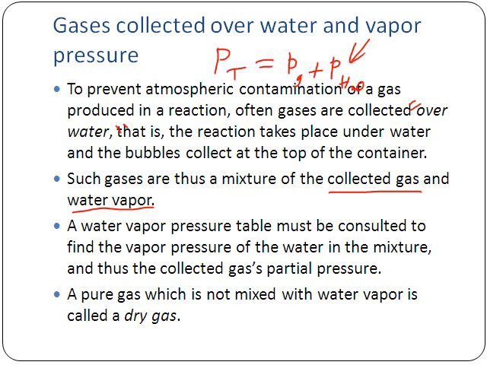And so this right here is basically our water vapor pressure table. And so we must consult one of these to find the vapor pressure of the water in the mixture, and thus the collected gas's partial pressure.